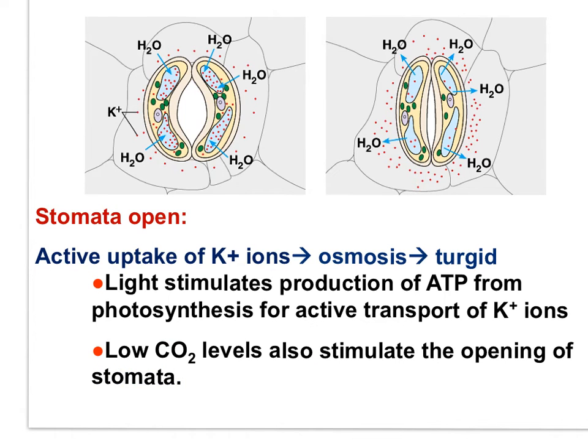When the sun comes up in the morning, light stimulates the production of ATP. This concept should be familiar to you from your study of photosynthesis. ATP, in turn, drives the active transport of potassium ions into the guard cells. Water follows by diffusion. The stoma opens. Low CO2 levels in the leaf also stimulate the opening of stomata.